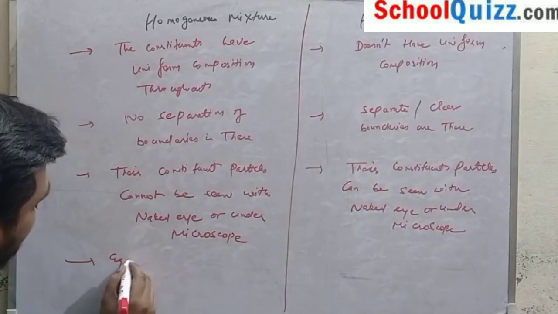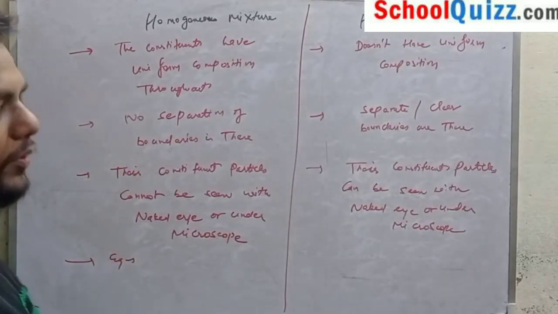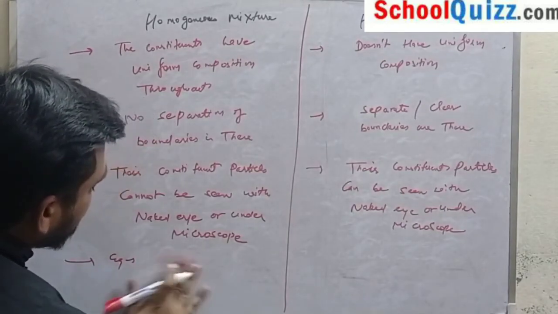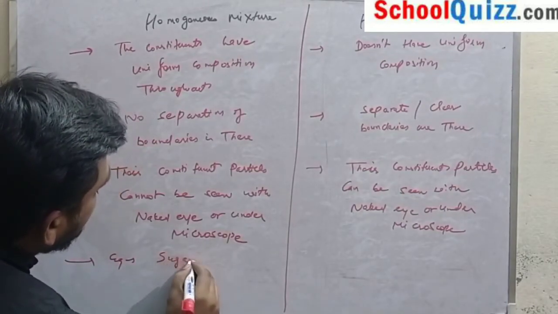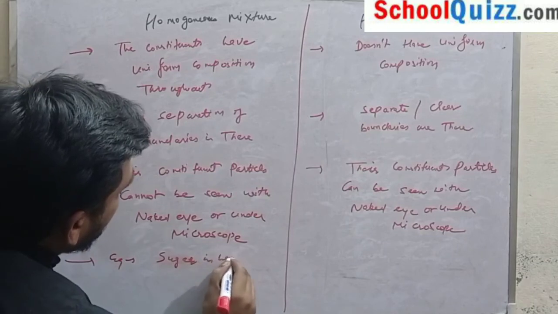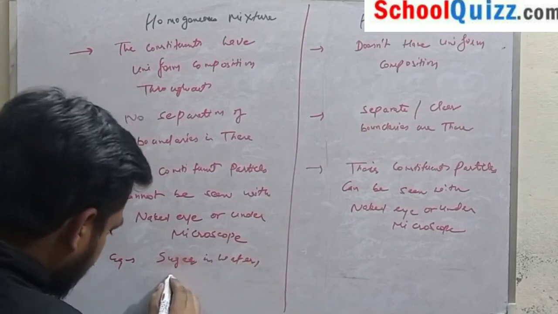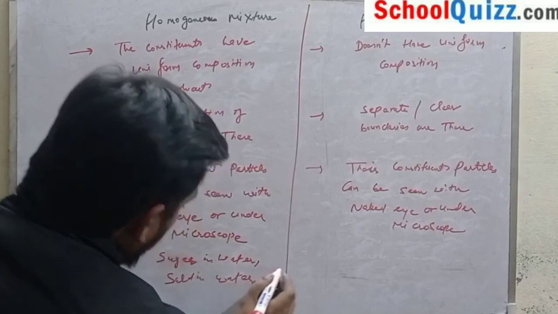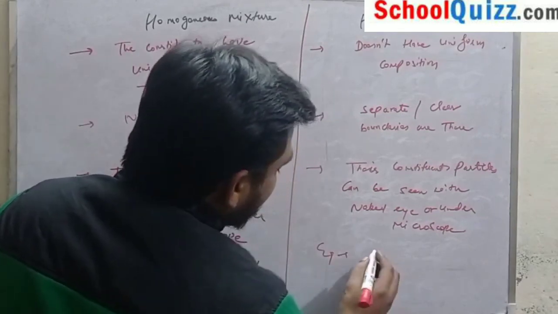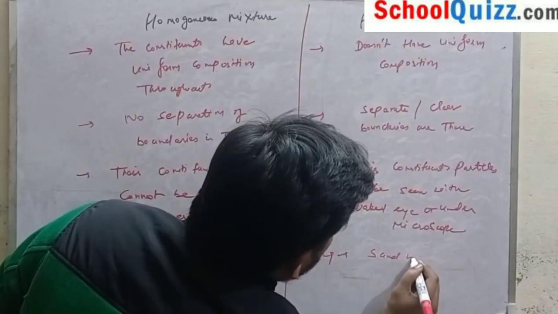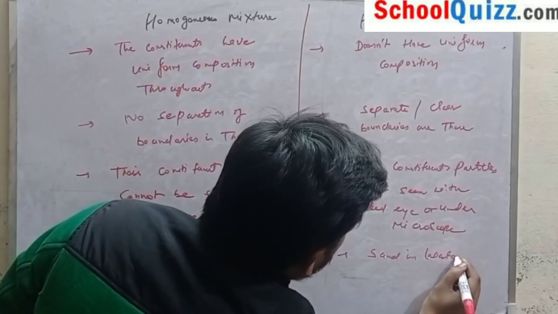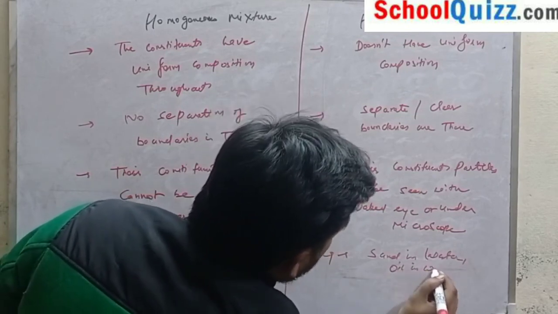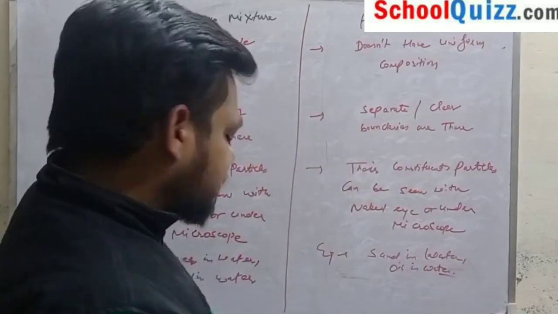Fourth one is examples. Homogeneous mixture examples are sugar in water, salt in water. And heterogeneous mixture examples are sand in water, oil in water.